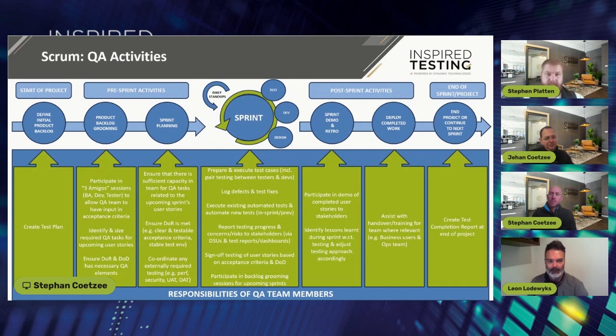Ask the question again. So let's say we have 100 test cases for this sprint, and we've managed to automate 70% of those. So 70 of those test cases will be done in automation. Is it still necessary to go and create test cases for those 70 tests?